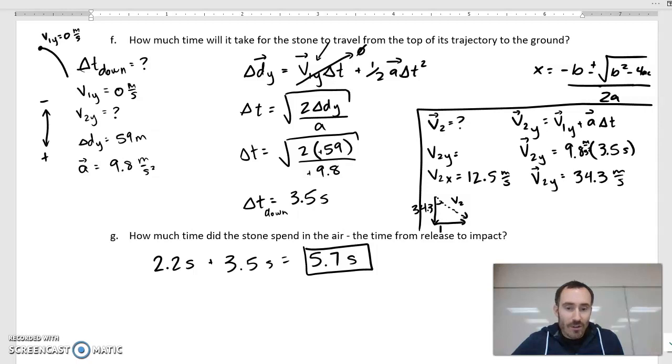We know that the horizontal velocity is 12.5. So this becomes an a squared plus b squared equals c squared kind of thing to figure out V2. And then you need to do an inverse tan function in order to figure out the angle. Okay, I'm going to leave you to finish that off, but I will tell you what the answer is. V2 is equal to 36.5 meters per second, and the angle that we're working with, this one here, is 20.0 degrees.